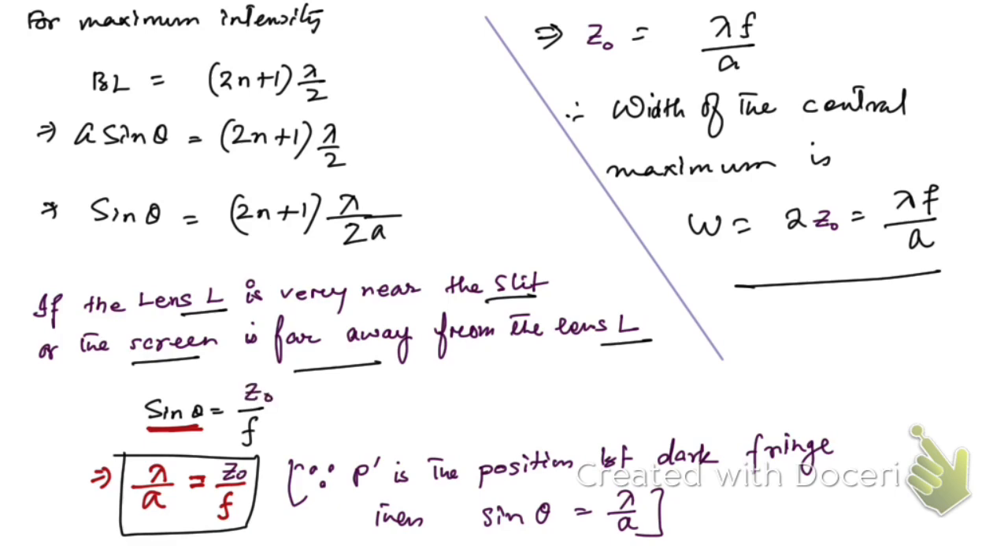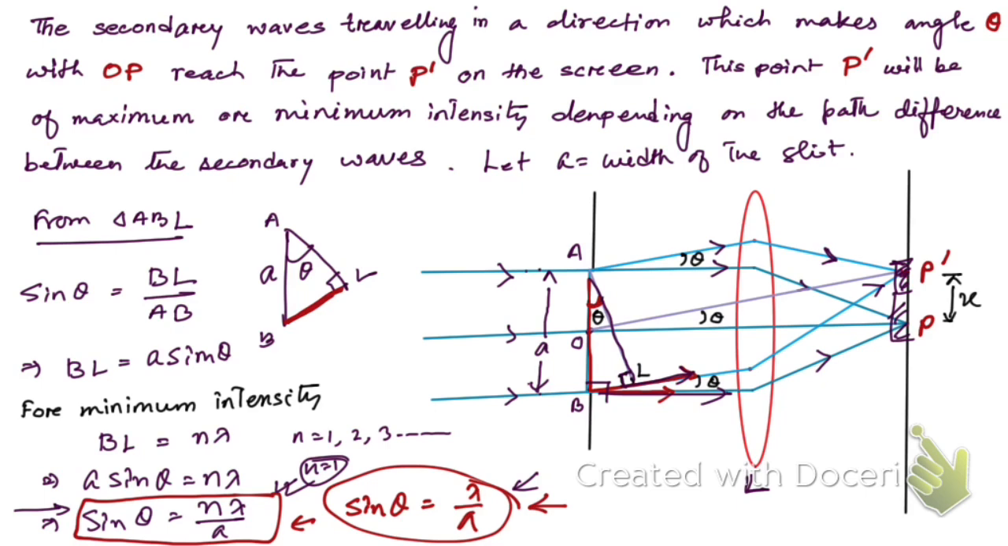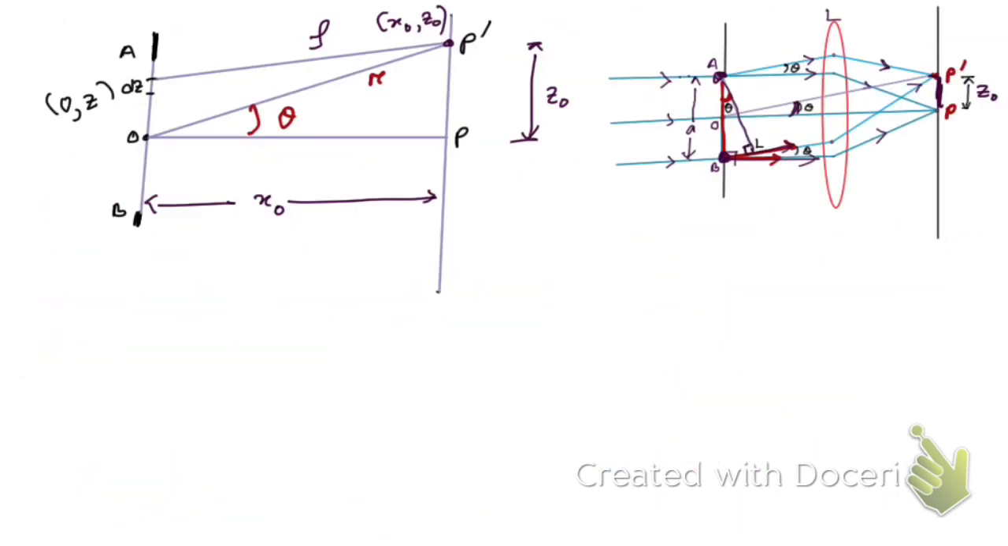Let me go to the previous slide. So here let's make it z naught, so that I can write its coordinate as x naught comma z naught, and x naught is the distance from the slit to the screen, suppose. So hope you have understood this. Then the coordinate of this P dash we can write as x naught comma z naught, considering this O as origin. So now let's get back to the point. So here I have taken this way.